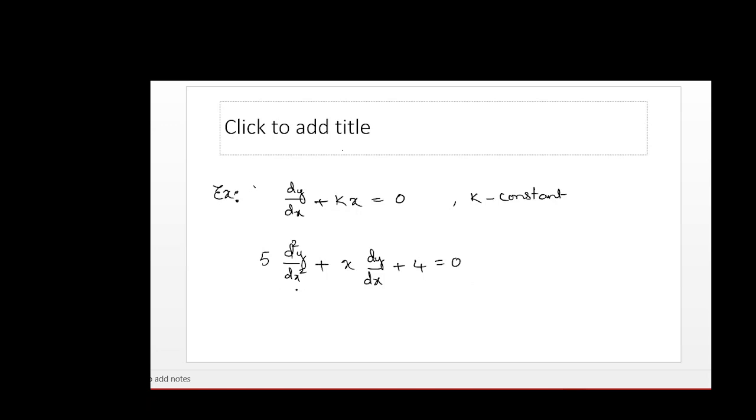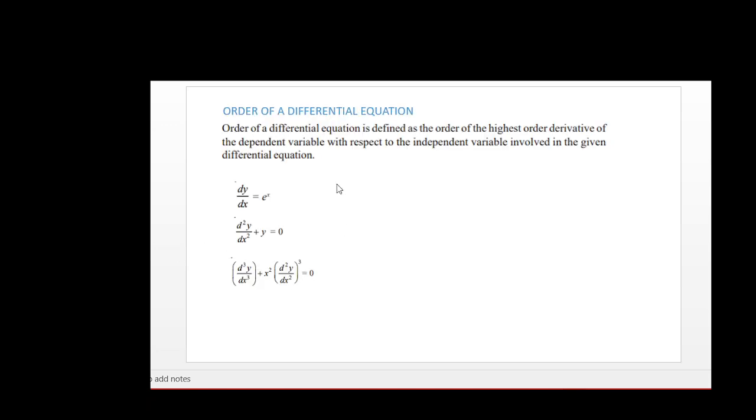It is an expression involving derivatives, constants, dependent variables as well as independent variables. So it is a differential equation. Once we know the definition of a differential equation, we should know about the order of a differential equation. What is the order of the differential equation?